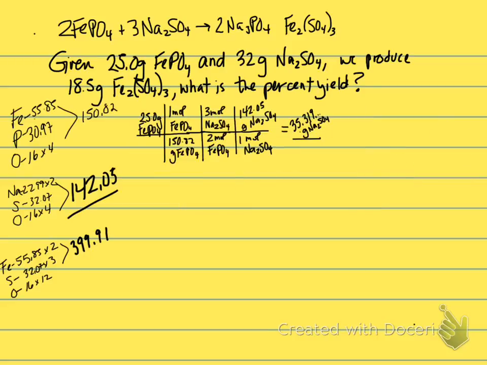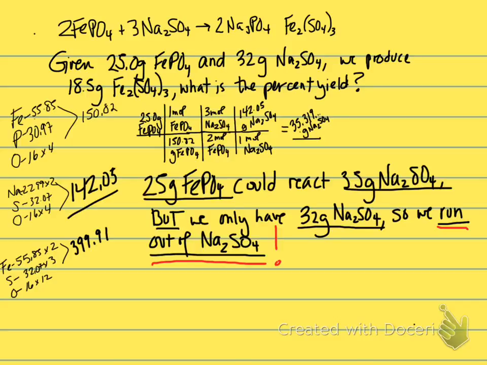Okay, and just because it's still helpful a lot of times if we do the sentence for it, let me write it and then I'll read it. Okay, so 25 grams of iron 3 phosphate could react 35 grams of sodium sulfate, but we only have 32 grams of sodium sulfate, so we run out of sodium sulfate. Okay, does that make it easier, having the sentence? I think the sentence is really helpful. That makes it the limiting. And since it's the limiting, that's what's going to control how much of our product we can make.